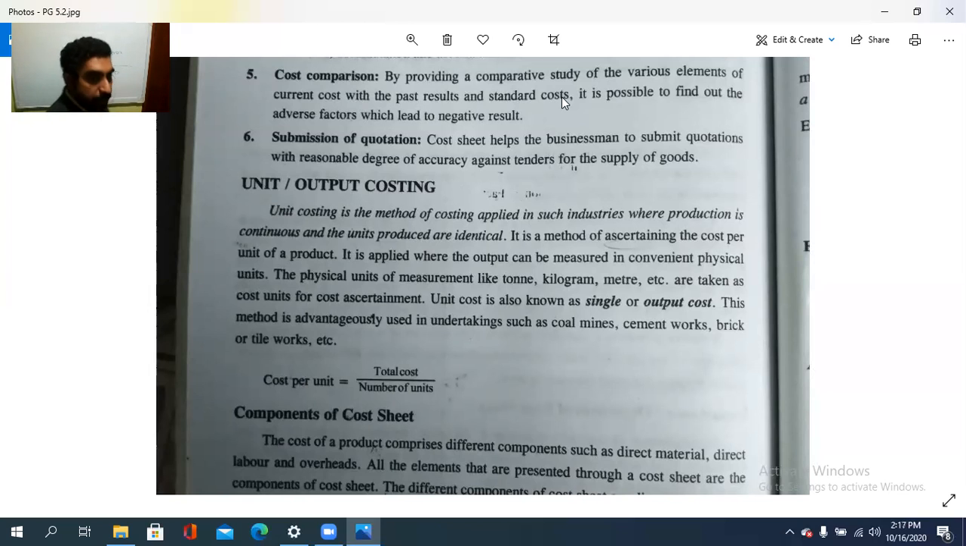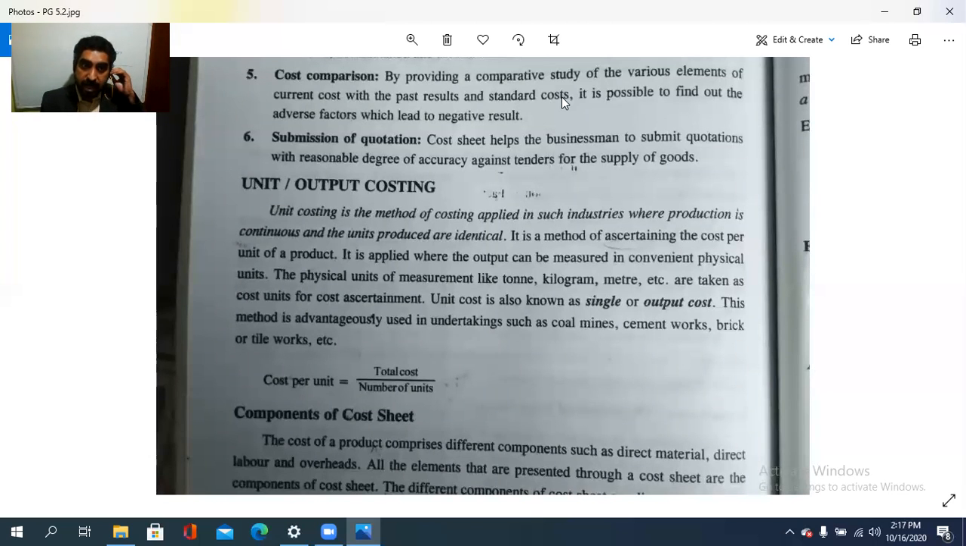Okay, so cost per unit is what? Unit costing is the method of costing applied in such industries where production is continuous and the units produced are identical in nature. So the units produced, that are identical, but the total production will be different. That is the case. It is a method of ascertaining the cost per unit of a product.